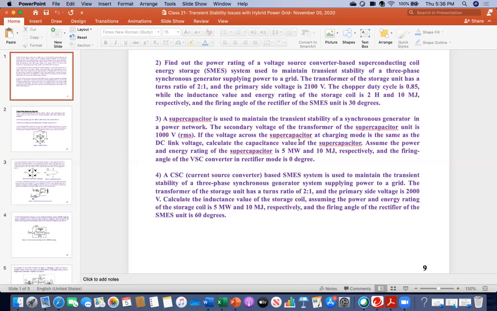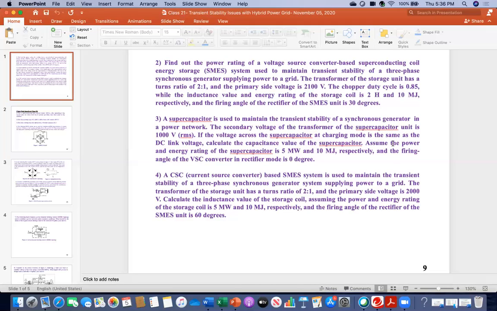So the similar structure as the previous problem number 2, the very first problem. As I said, instead of a coil, the capacitor is connected. That is the difference. And even in problem 3, there is no chopper circuit, so you don't need to include the chopper duty cycle. That's why it says the voltage across the supercapacitor at charging mode is the same as the DC link voltage. This means that in the circuit, after the voltage source converter, there is a DC link capacitor, and then directly that is connected to the supercapacitor.